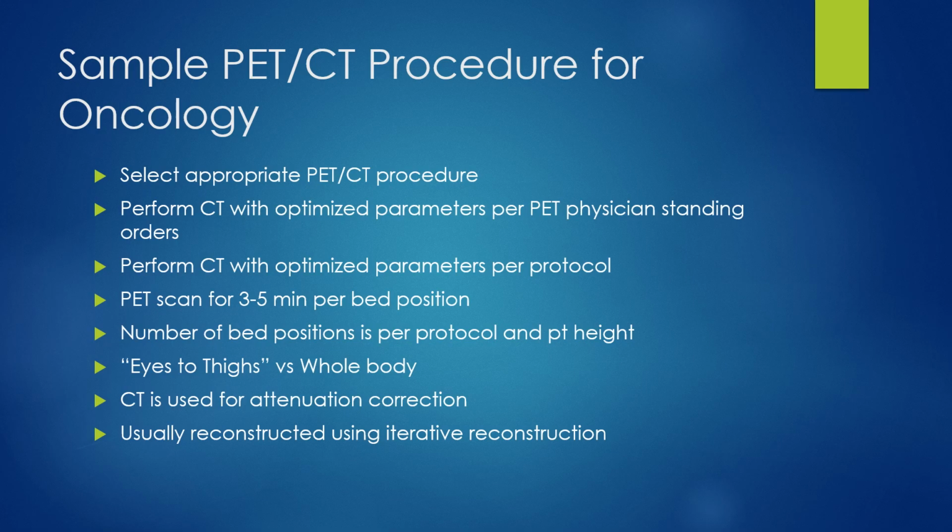Now, typically you'll either do eyes to thighs. That's what most FDG procedures are. For that one, you would set up at the orbital meatal line, which is that line that goes straight from the eye to the ear. And that's typically where you would position the patient using the lasers. The scan will start there.